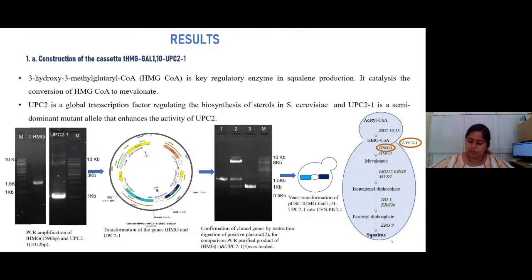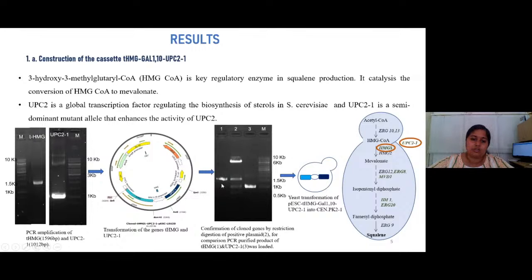The plasmid thus obtained from this process was isolated and finally verified by insert release, where the plasmid was digested with all 4 restriction enzymes that were used in the creation of the cassette. The insert release was compared to the control bands of the amplified genes. That is seen in the second gel image, where the first lane is the control THMG1 gene.